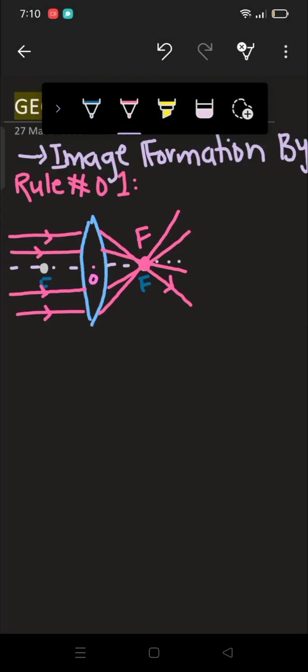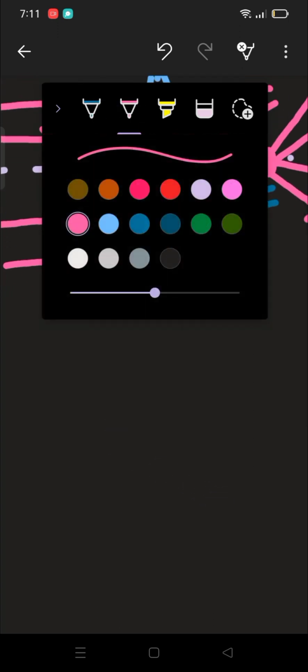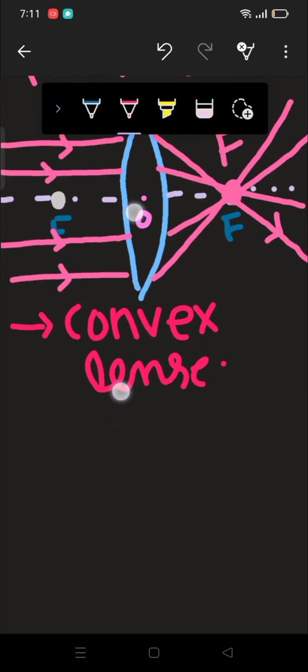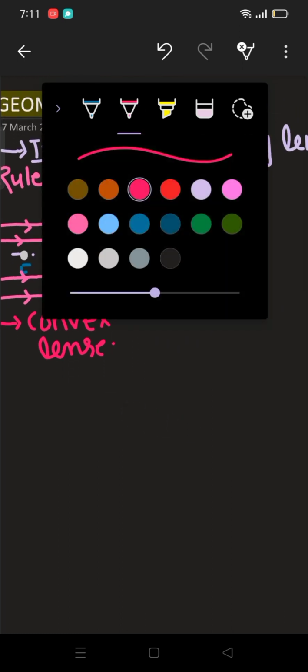Alright, so when the light ray comes parallel to the principal axis, it will always go from the focal point after reflection. This is the first rule, as we have seen by the convex lens. Alright, this was the convex lens. So now we are going to see the same rule using the concave lens as well.